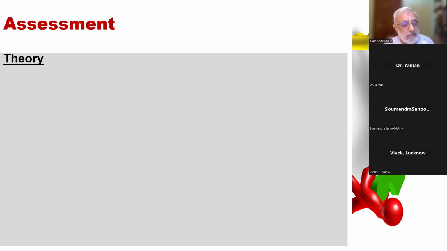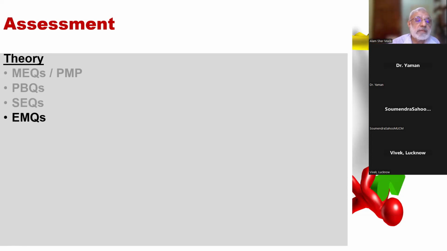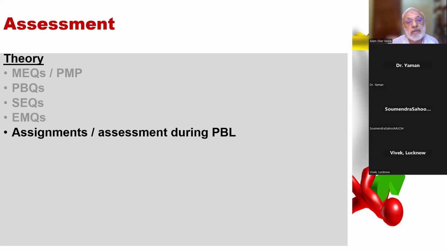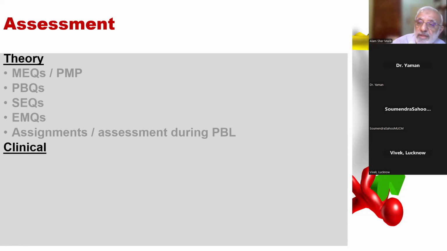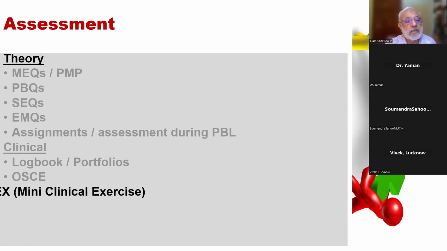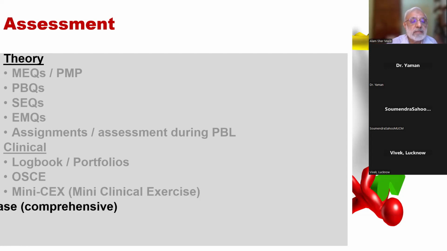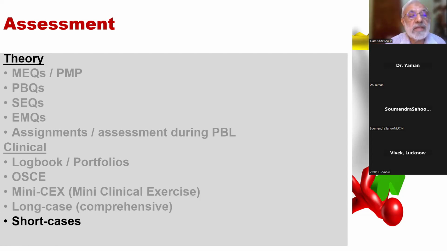Assessment, I would just give the list. We are not going into the detail of that. Theory can be assessed by modified essay questions or patient management problems, problem-based questions, structured essay questions, extended matching questions, and assignments or assessment during PBL. There may be a portfolio as well. Clinical assessment may be based on logbooks and portfolios, OSCE and mini-CEX, long case and short case, etc.